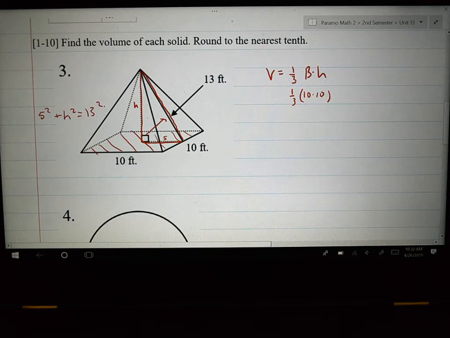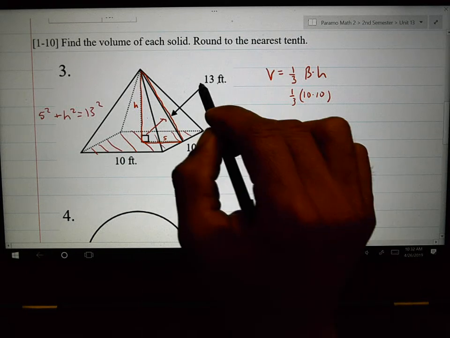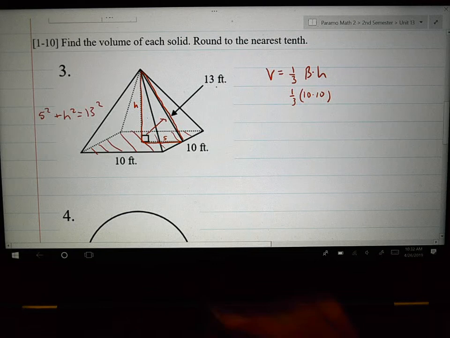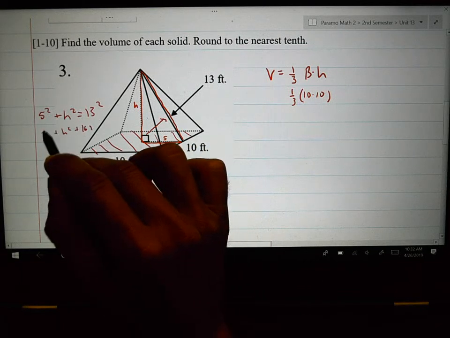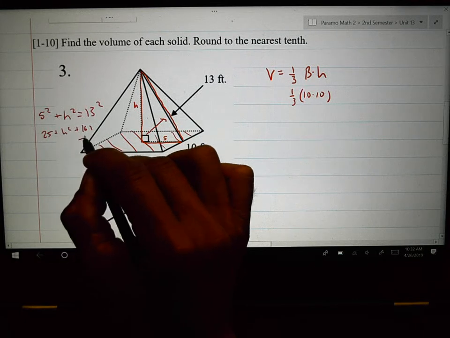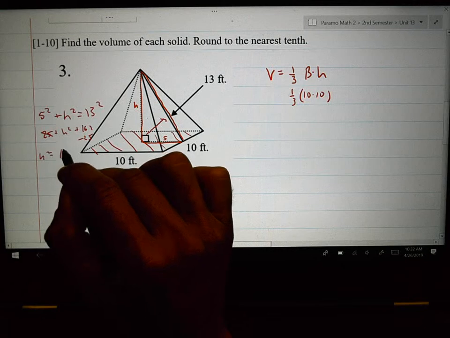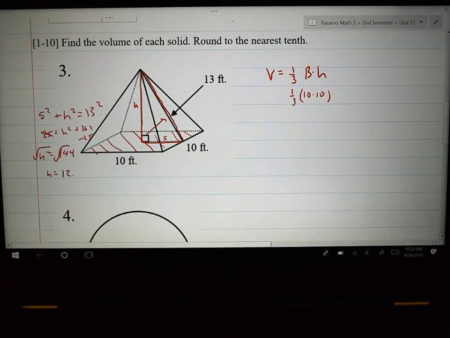5 squared plus h squared should equal 13 squared. I set it up that way on purpose because the h is the hypotenuse of this triangle, which is 13 squared. 169 minus 25. Yep. Subtract 25. h squared equals 144. Square root, square root. My h is 12.